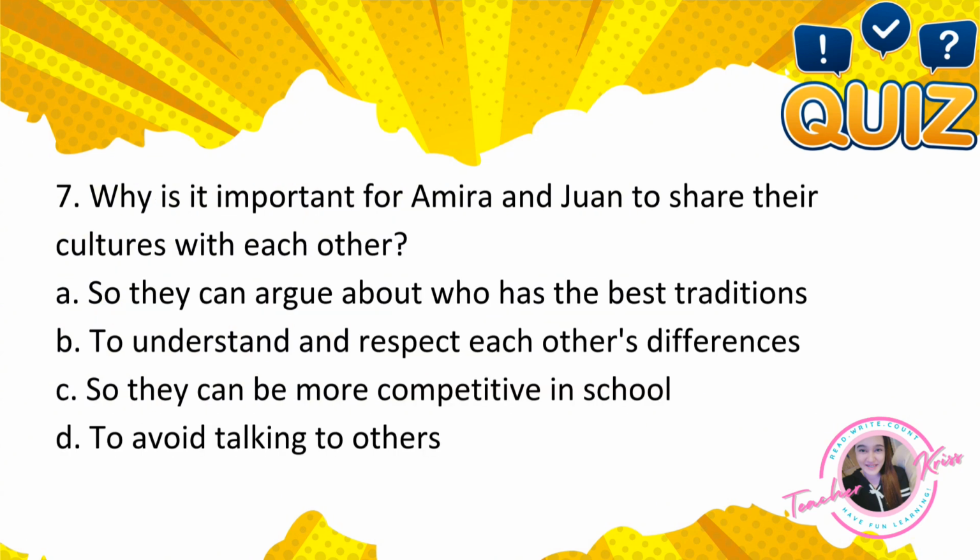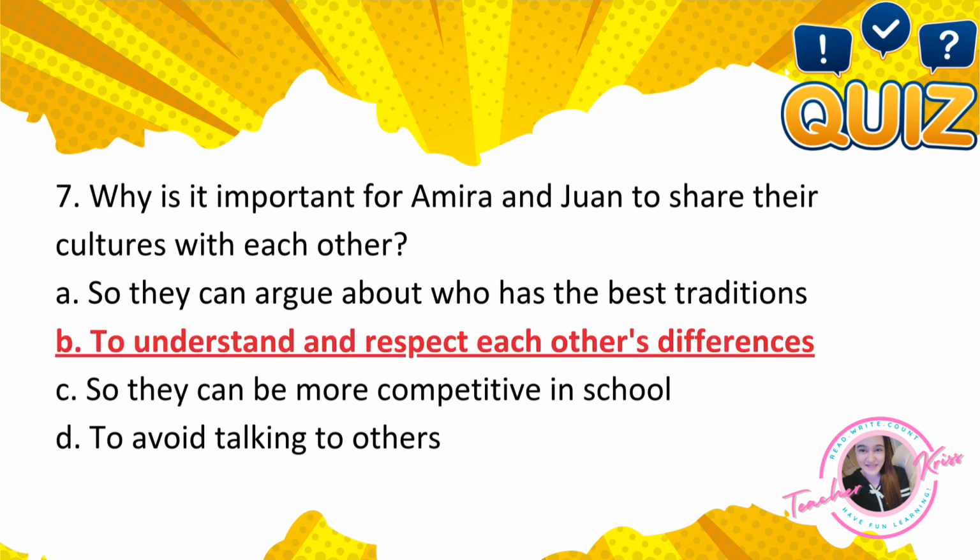Number 7. Why is it important for Amira and Juan to share their cultures with each other? Letter A. So they can argue about who has the best traditions. Letter B. To understand and respect each other's differences. Letter C. So they can be more competitive in school. And letter D. To avoid talking to others. Alright. The correct answer is letter B. To understand and respect each other's differences.